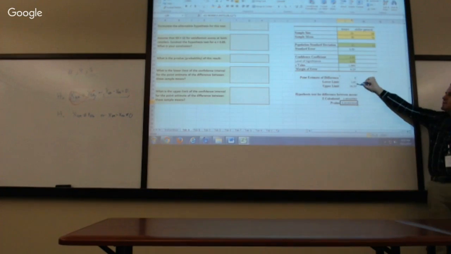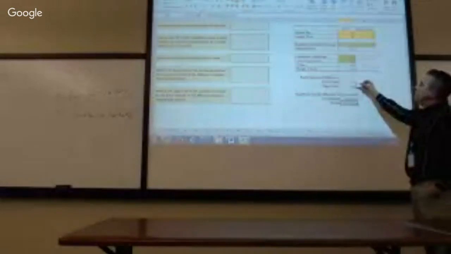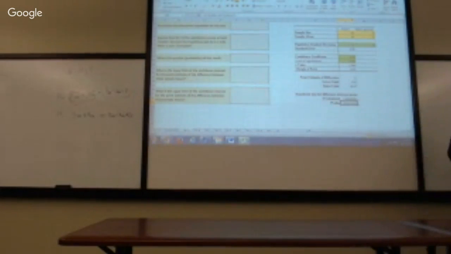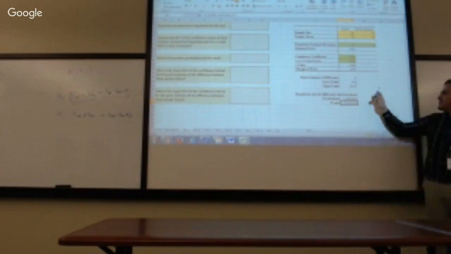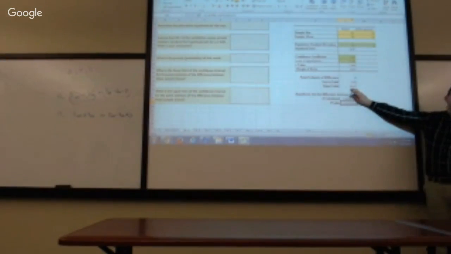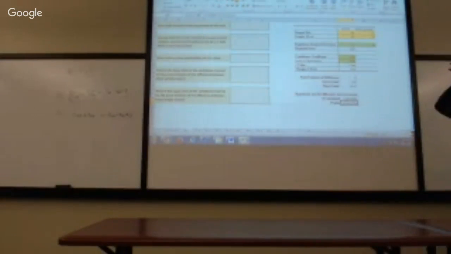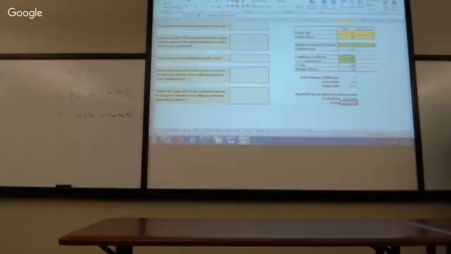Our lower limit is 1.63 and our upper limit is 14.37. So with 95% confidence, we know that the difference between these two means is going to fall somewhere between 1.63 and 14.37. And that's important to us because between 1.63 and 14.37 is not 0. So we're 95% confident that the difference between these two means will not be 0. Thus, we can say that with statistical significance at 95%, these two means are not equal to one another. Questions on that one?